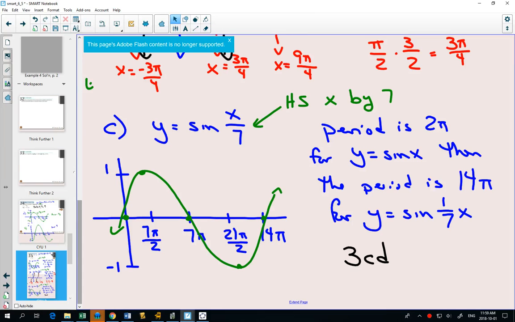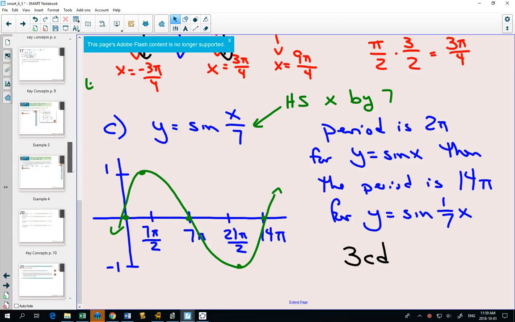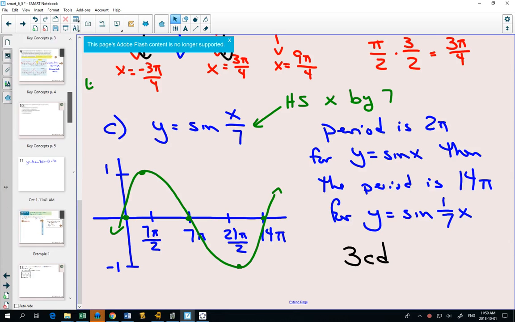Questions for practice are 3, C, and D, and I just want you to go to the bottom of the page because we're going to add some formulas.